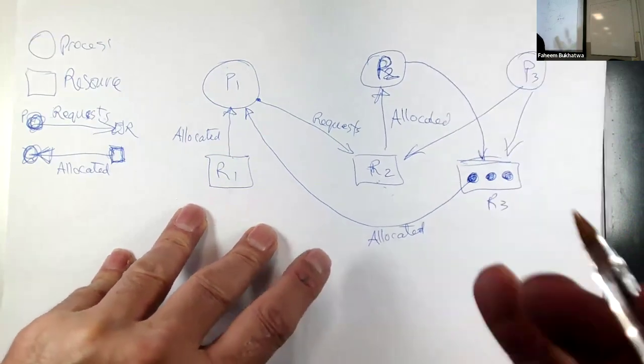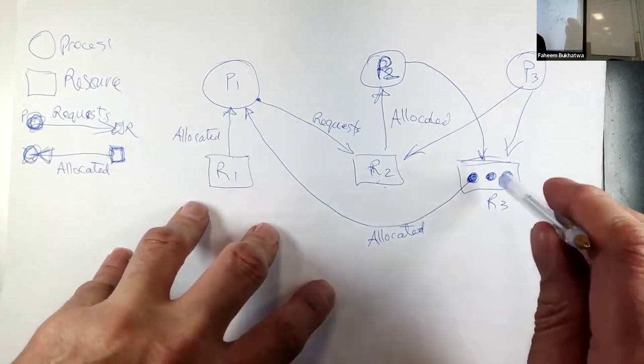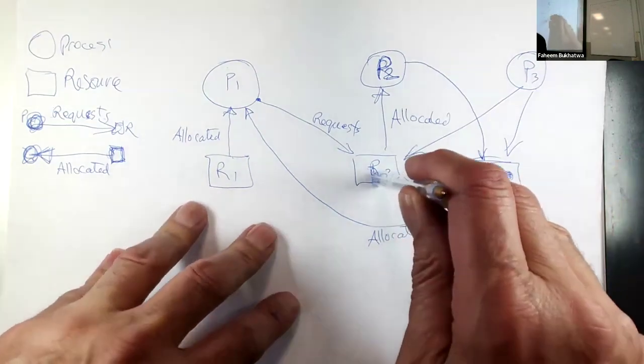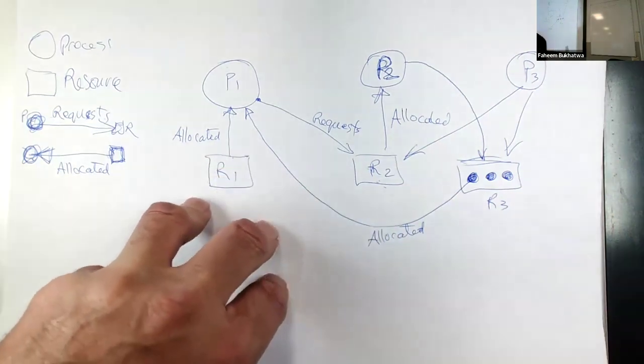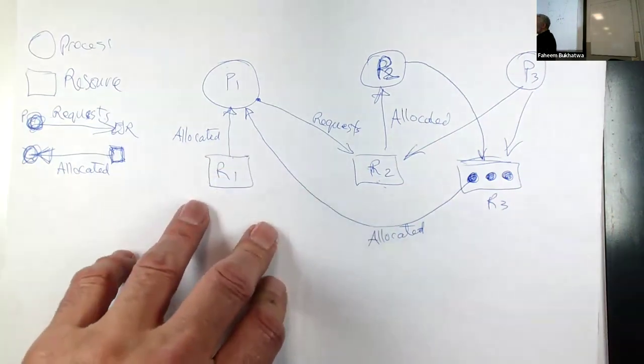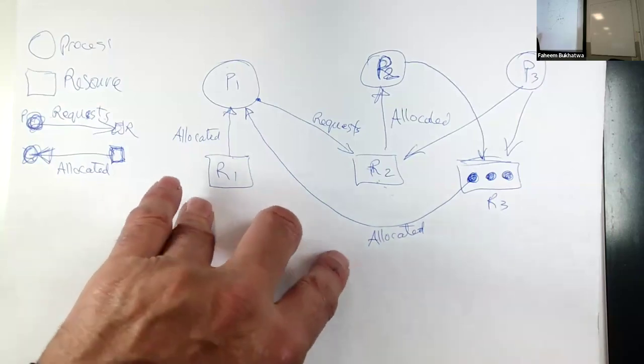This can happen in real life in a computer system, where this could be printers, that could be a file, that resource can be a hard disk, whatever it is. And different processes need these. And these resources are not shareable. They are mutually exclusive.